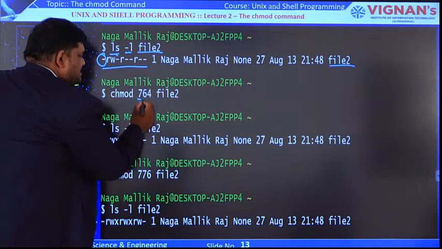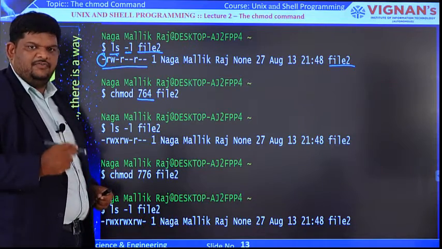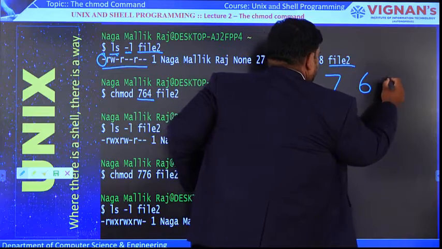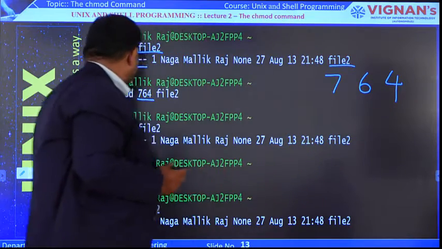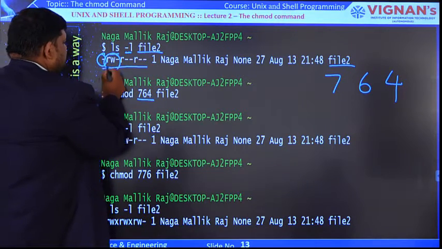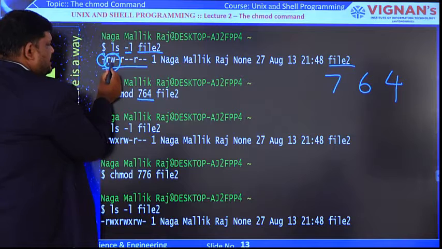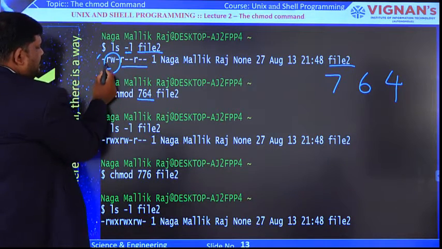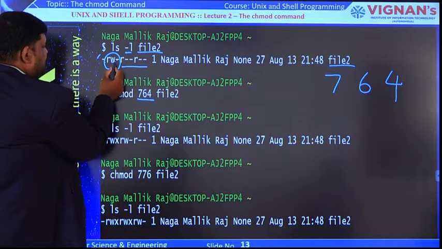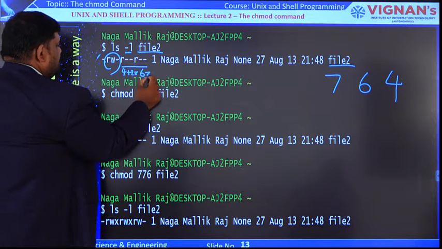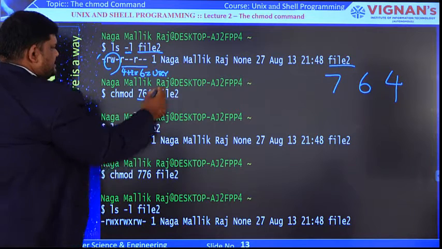Now we are giving the permissions here 7, 6, 4. So 7, 6, 4. How will it change? Let us see here. Before that, what are the permissions here? For user, read is there, write is there, no execute. That means what is that value? Read means 4, write means 2, then the value is 6. So for user, the value is 6.